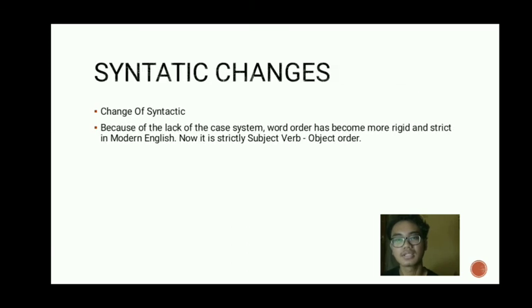Next, syntactic change. There are 2 points, and number 1 is change of syntax, and number 2, because of the lack of the case system, word order has become more rigid and strict in modern English. Now it's strictly subject-verb-object order.